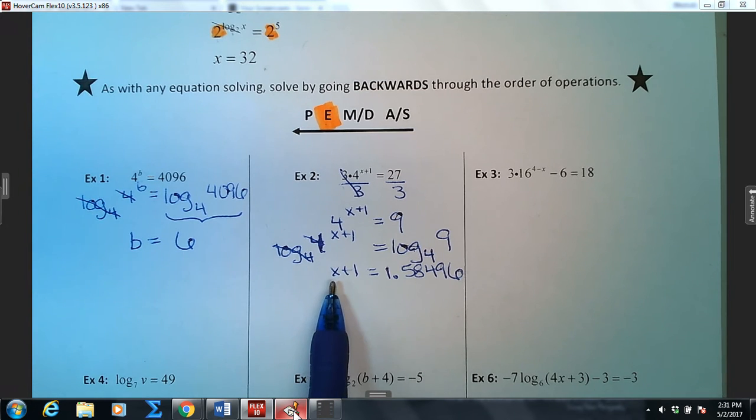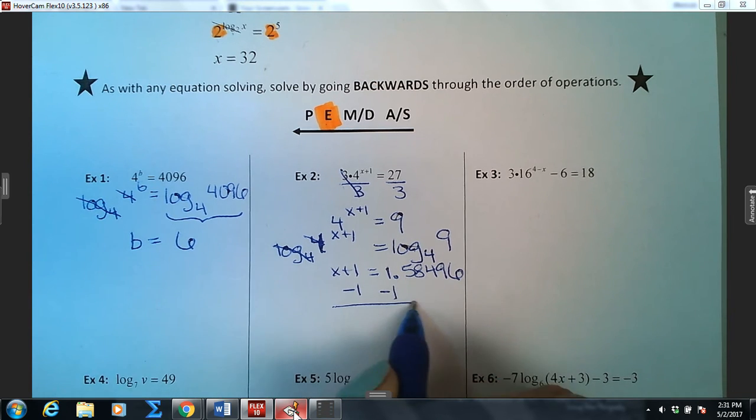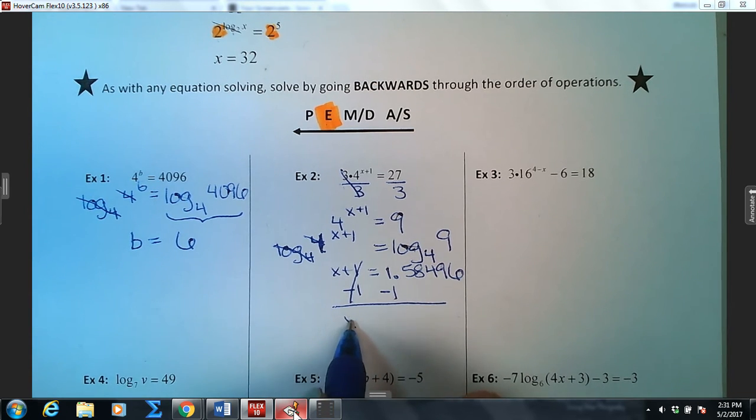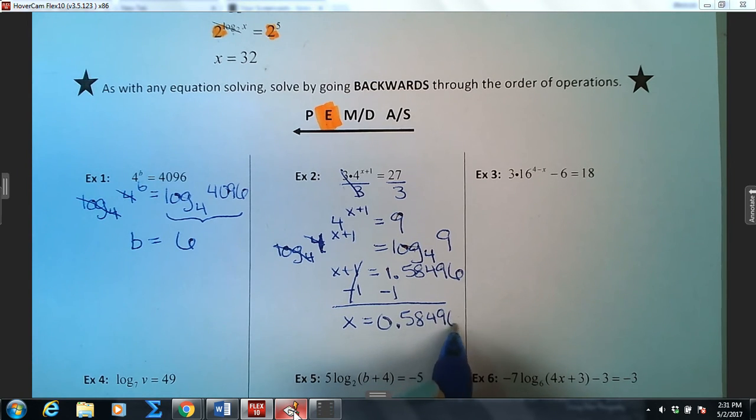I've almost got x by itself. Now I need to subtract this 1 because the inverse of adding is subtracting. So x equals 1.58496 minus 1 is going to be 0.58496.